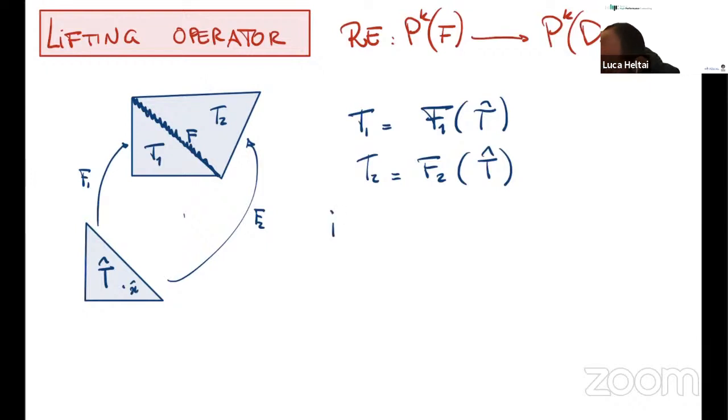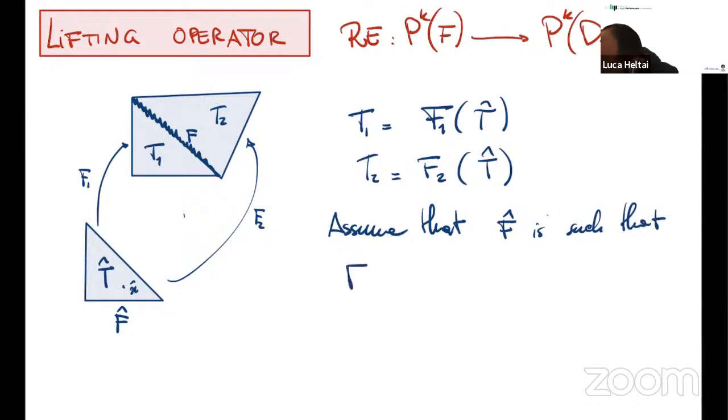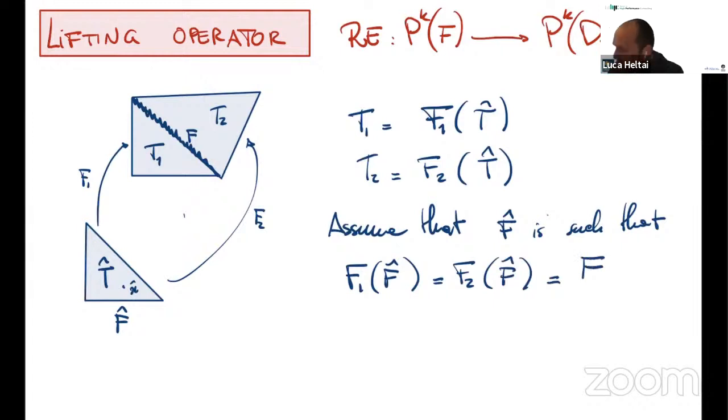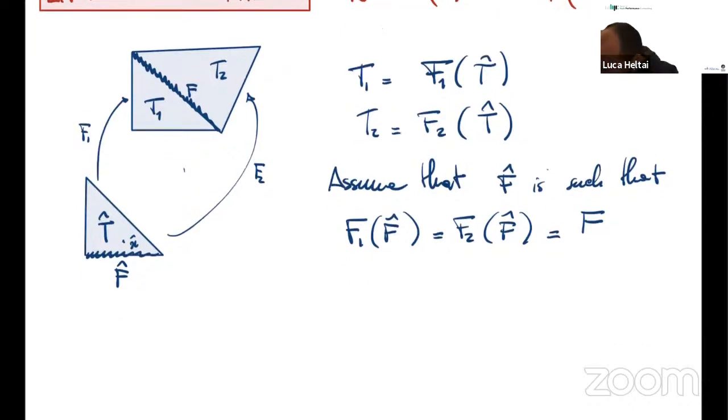Let's say, assume that F hat is such that F1 of F hat is equal to F2 of F hat and is equal to capital F. Okay, so what I'm saying is that F hat is mapped to F, both for F1, for T1, and for T2.